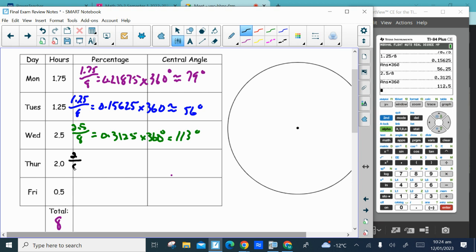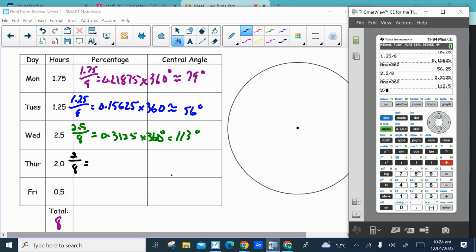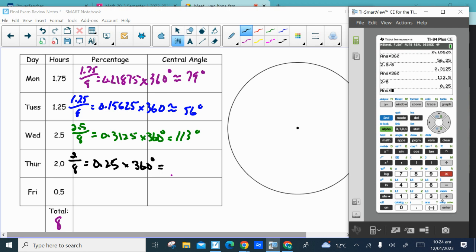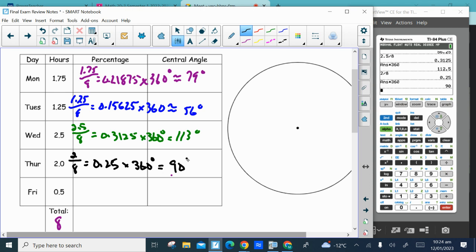Thursday, 2 hours out of a total of 8. That should be 0.25 exactly, yep. Which is then multiplied by 360 degrees, which should be 90. Yep, exactly 90 degrees.